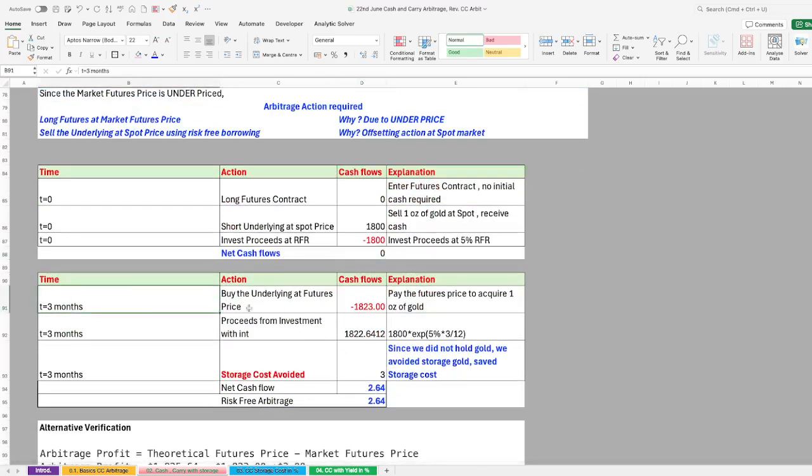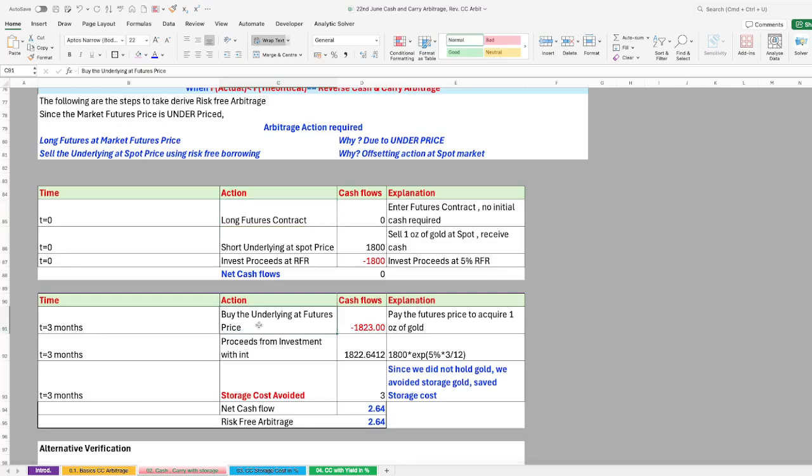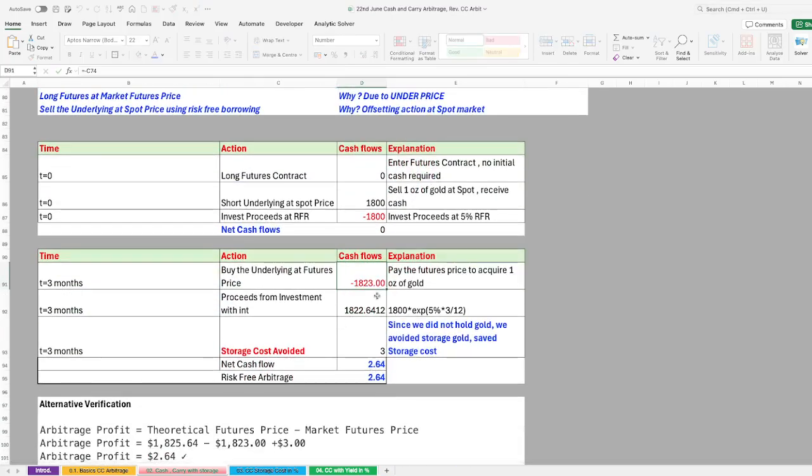Now at expiry, 3 months later, we buy the underlying. When you take a long futures position, as per the contract, we have to buy the underlying at the futures price, which is stated as 1,823, so minus 1,823. Now the proceeds from the investment, which is 1,800 times exponential of R times T, with T being 3 by 12 and R being 5%. That is a plus.